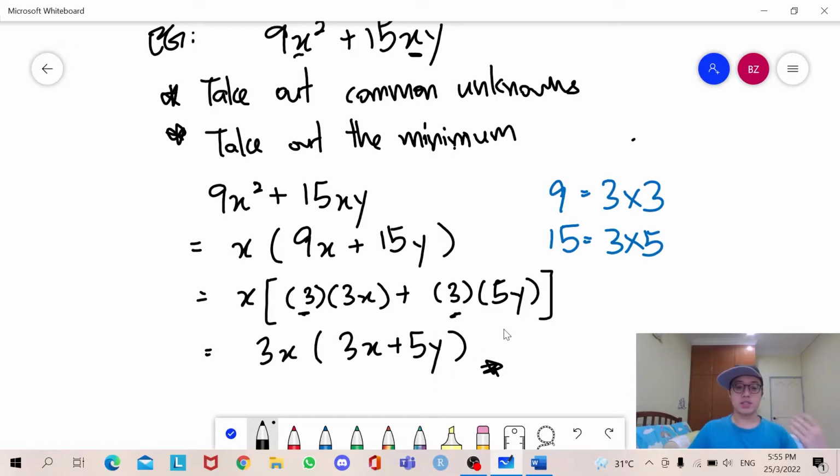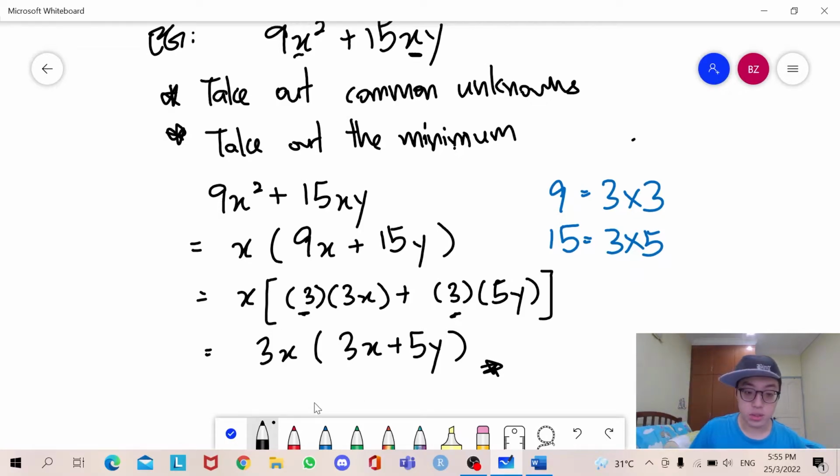So this is to factorize. The question can give you this final line and ask you to expand, so you will expand back and get 9x squared plus 15xy. This is how you expand and factorize.